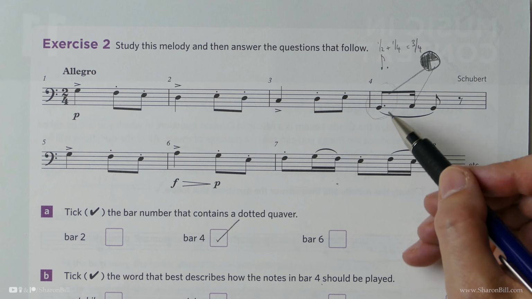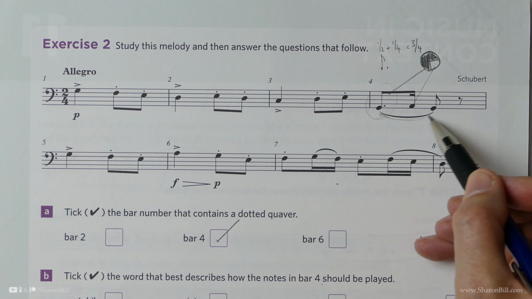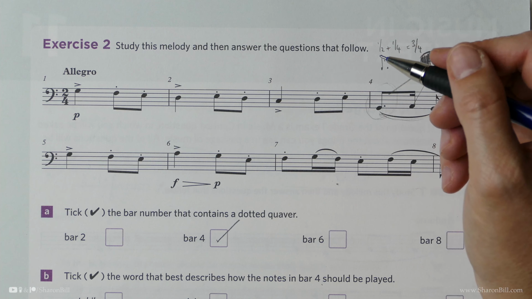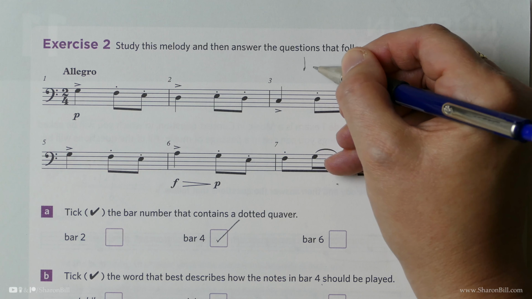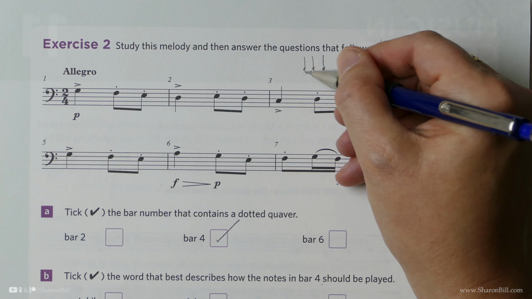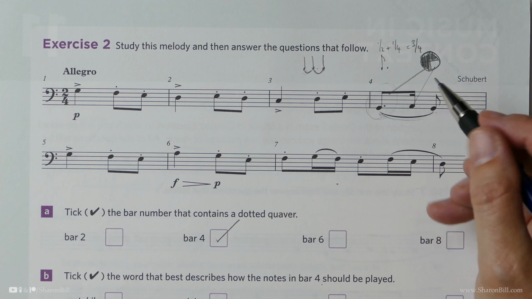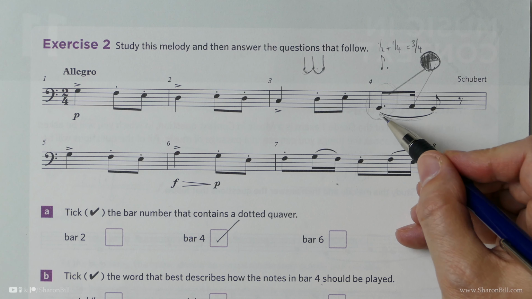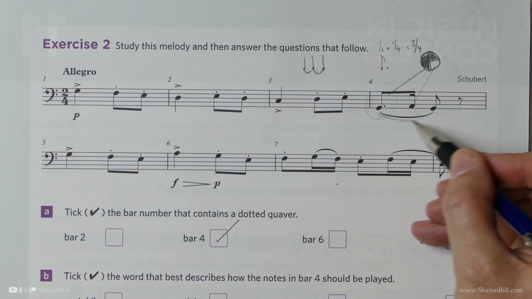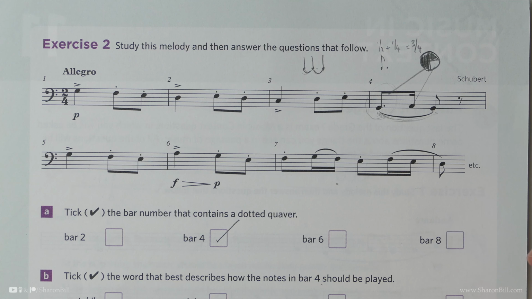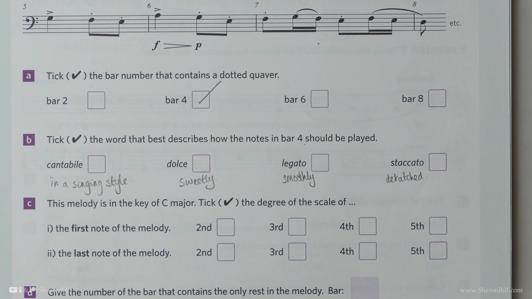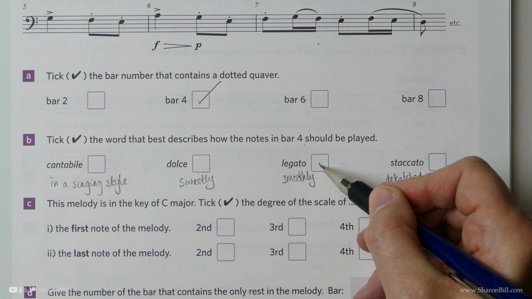In bar 4, we have this sign here. Now that sign can be used in two different ways. It can be used to show ties when it's notes of the same pitch that are added together, note head to individual note head. Here that's not the case. Here it's an articulation where it's telling us to play them smoothly. That's a slur sign that means to play smoothly. So that should give us our answer, that we are to be playing it smoothly. Legato means smoothly.